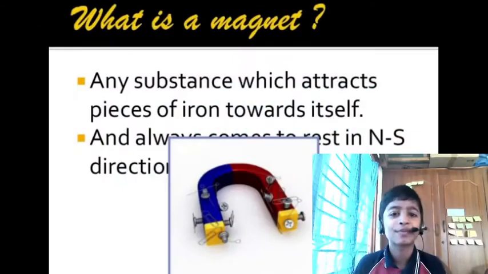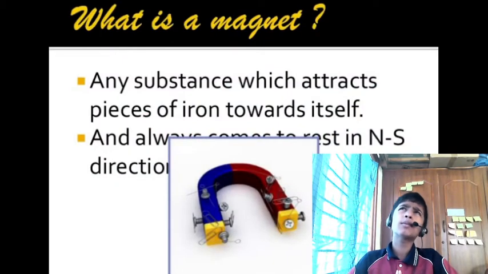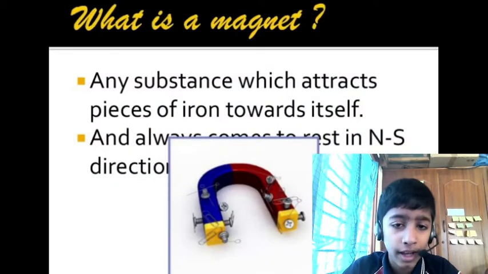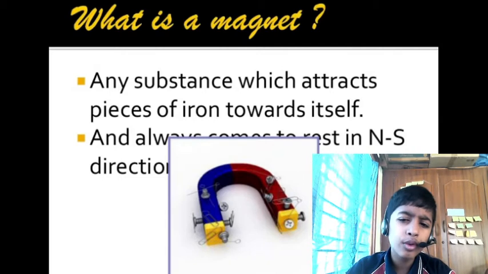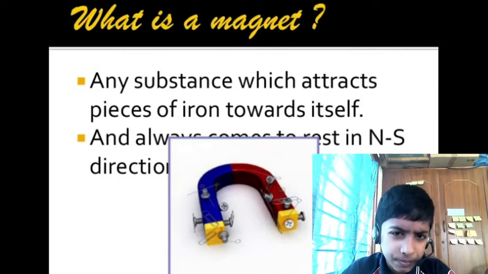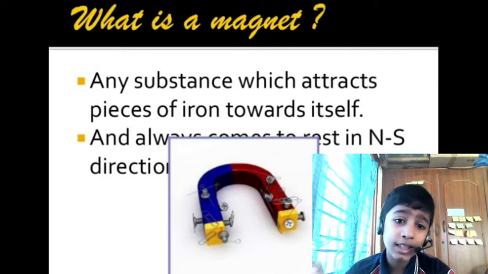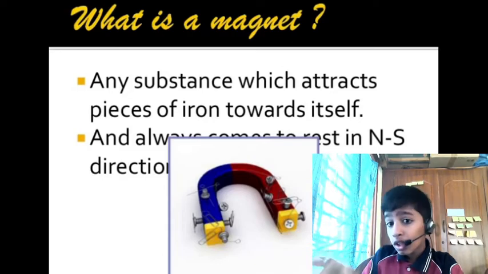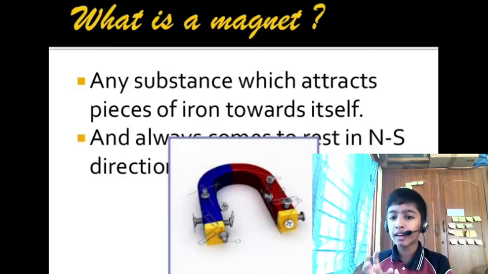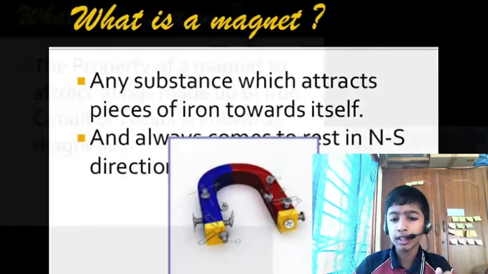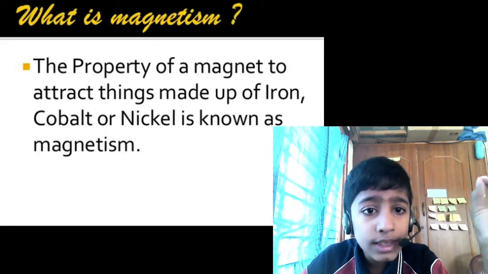Okay, let's start. So first of all, while learning about fun with magnets, we should know what is a magnet. Does anyone know what a magnet is? Any substance which attracts pieces of iron towards itself. So if a thing is attracting the pieces of iron towards itself, that's a magnet. And what is magnetism?